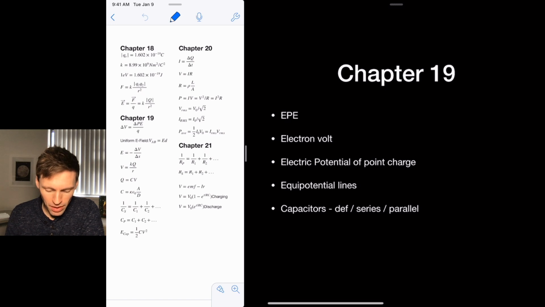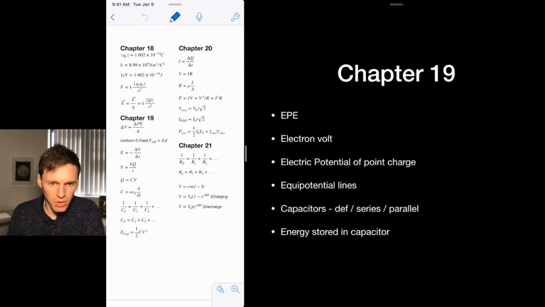potential. And then for capacitors, make sure you know the definition of a capacitor, how to calculate it. If I give you the area of the plates, like the kappa epsilon naught A over D, dielectric, what if they're in series, what if they're in parallel. And then the energy stored in a capacitor, 1/2 CV squared. Make sure you're able to do that.